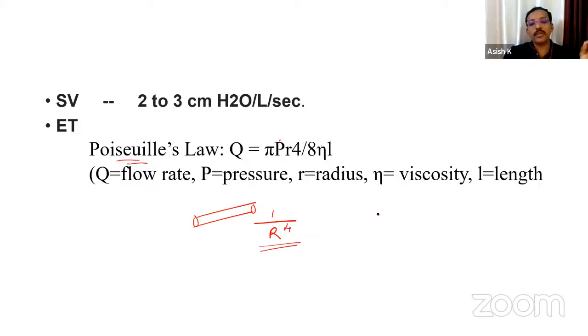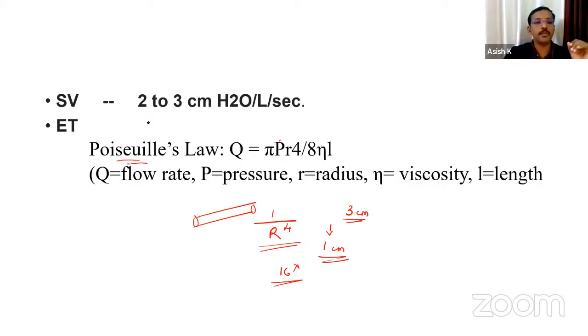So if you reduce the diameter, or if you reduce the radius, for example, suppose a radius of 3 centimeters has been reduced by 1 centimeter, the resistance increases 16 times because it is inversely proportional to the 4th power of radius. So the most important factor that determines resistance is the radius. That is one point which you should remember. Of course, the length of the tube is also there, but not the curvature, as you see in the question.